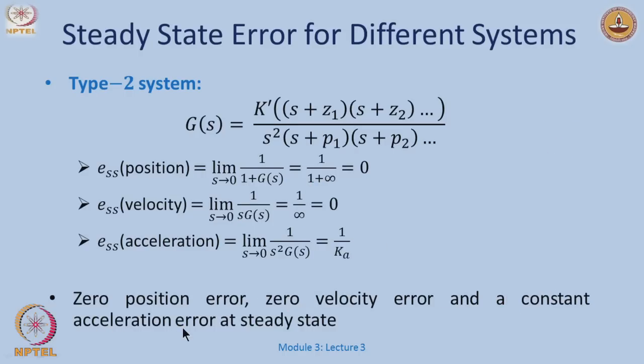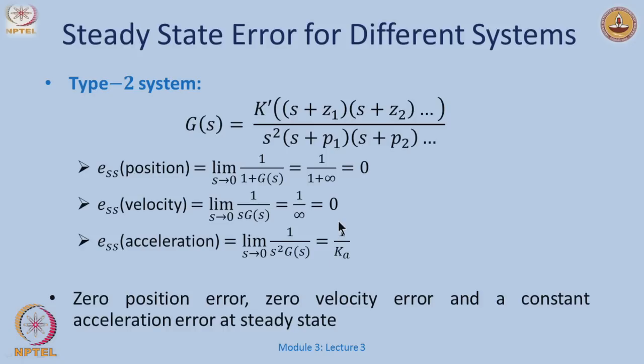Okay. Now, type 2 systems. Nothing will change here, the position error will still be 0 because I have this s in the denominator. I put s to 0, G(s) goes to infinity and 1 over infinity goes to 0. Similarly, for the velocity error, I do s times G(s), one s still remains in my denominator, so this will still be 1 over infinity and the velocity error goes to 0. However, my acceleration error constant now has some number here, it was infinity in the previous two cases.